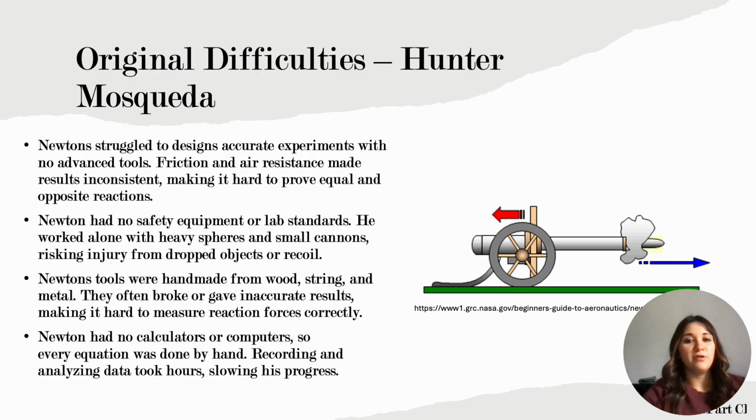On top of that, Newton had no safety equipment or lab standards. He worked alone with heavy spears and small cannons, which could be dangerous if something went wrong. And since there were no calculators or computers, Newton had to do all of his math by hand, every equation, every measurement, all written out manually. It made recording and analyzing data slow and exhausting, but despite all of those difficulties, he still managed to form laws that became the foundation of physics.